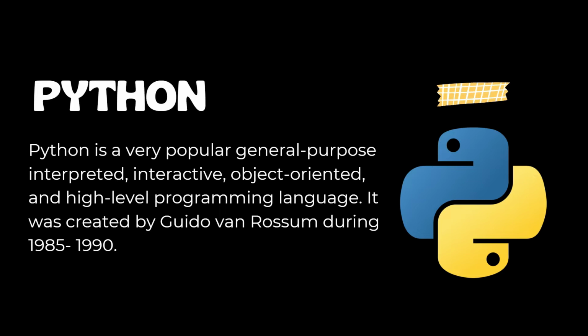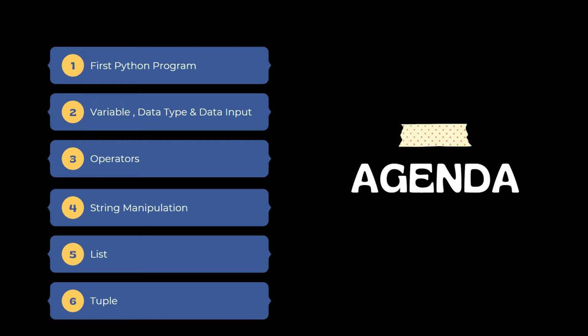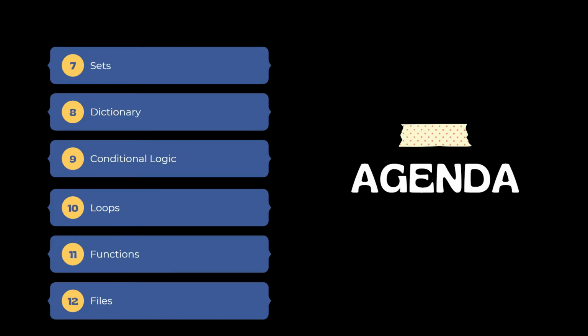So let's see the agenda for this course. What are you going to cover in this course? First, we are going to discuss the first Python program, like hello world. Then we are going to discuss variables, data types, and data input. Then operators in Python and string manipulations with some exercises, then list, tuple, sets, and the dictionary. These four are called the data structures in Python.